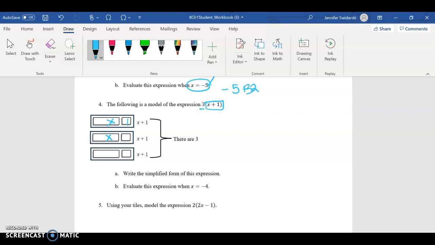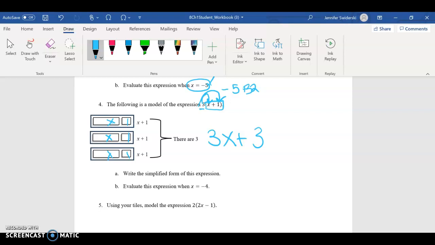Well, I can distribute, right? Or I can count. I'm going to have 1, 2, 3 x's, so 3x, plus I'm going to have 1, 2, 3, 3x plus 3. You could also distribute. 3 times x gives you 3x. 3 times 1 gives you 3. 3x plus 3.